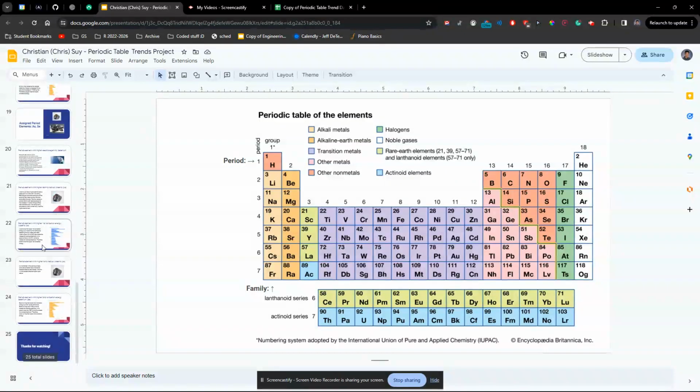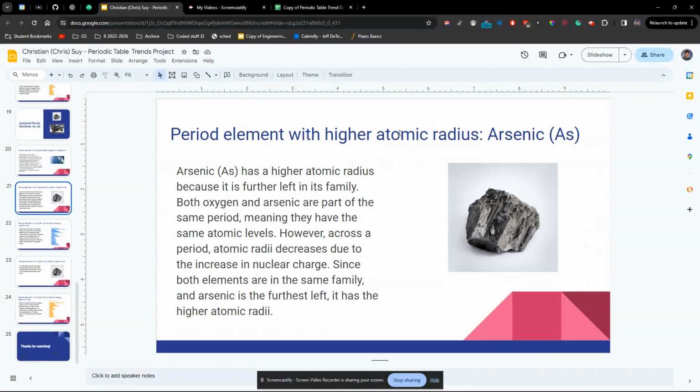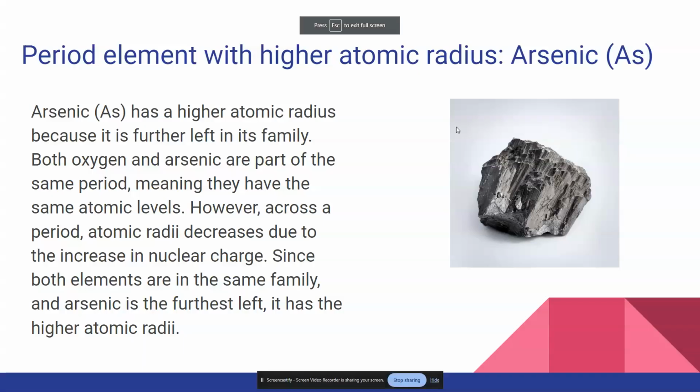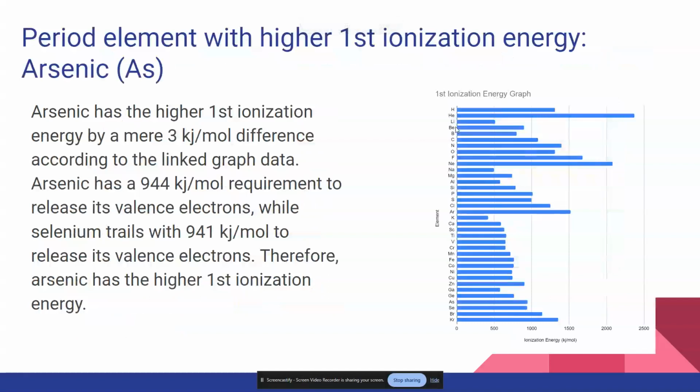Now, back to where we were. Yes, therefore, arsenic has the higher atomic radius. I identified the period element with the higher first ionization energy to be arsenic.